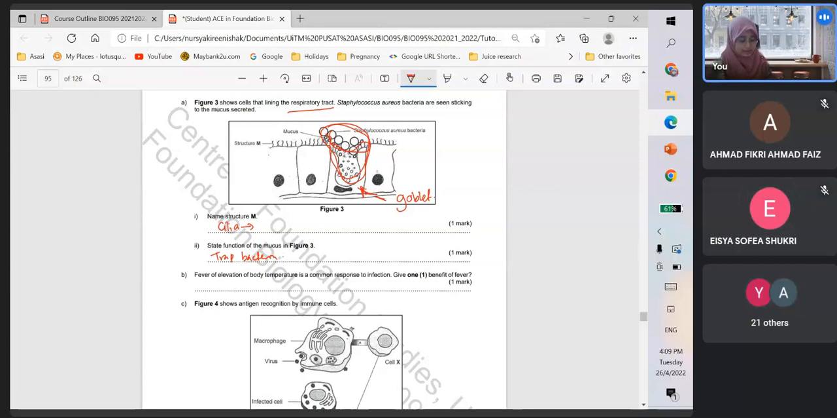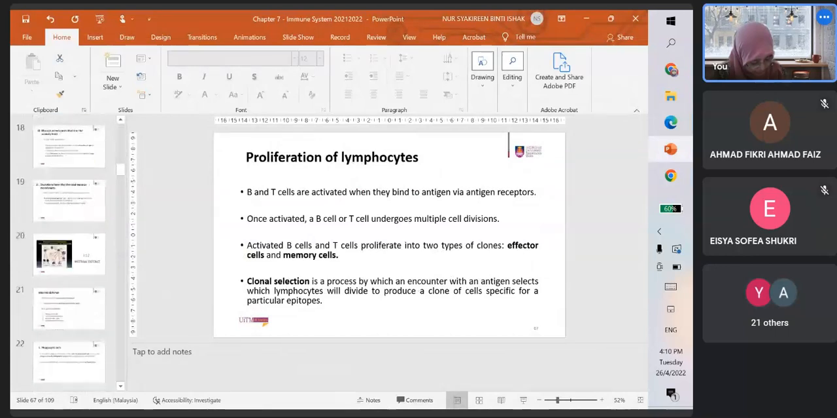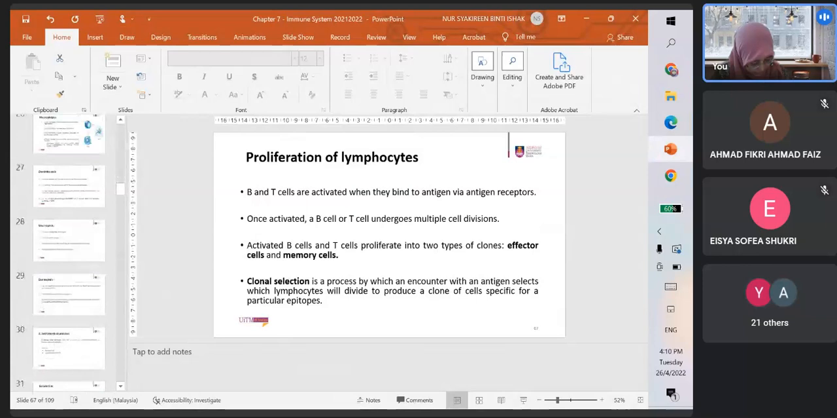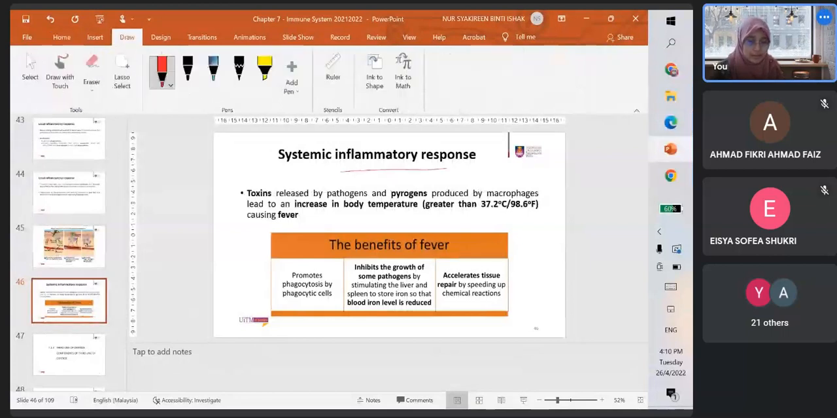It also has several other benefits. It can also promote phagocytosis, accelerate tissue repair, and also stimulate infected cells, which are infected by the virus, to produce interferon. The interferon produced will promote the process of phagocytosis by the macrophage, for example. It's in your notes, given in a table. Fever is in the second line of defense, innate immunity, under the inflammatory response. The benefits of fever are to promote phagocytosis by phagocytic cells and inhibit growth of some pathogens by stimulating the liver and spleen to store iron so that blood iron level is reduced.